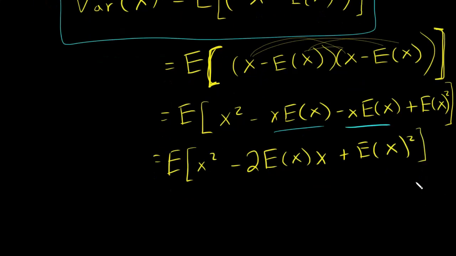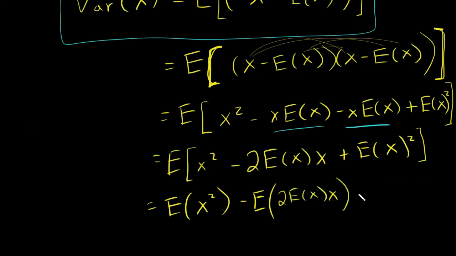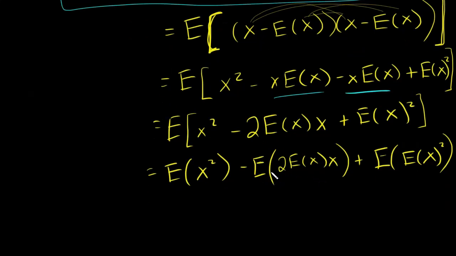Now I'm going to take the expected value of each piece of this sum. So I have the expected value of x squared, minus the expected value of 2 times the expected value of x times x, plus the expected value of the expected value of x, squared. Now we need to remember something about expected values. When you take the expected value, that is the mean of x, and it's no longer a random number. It's like a constant.